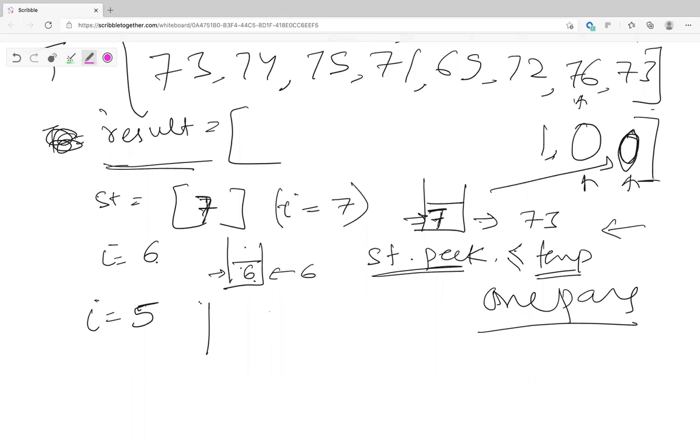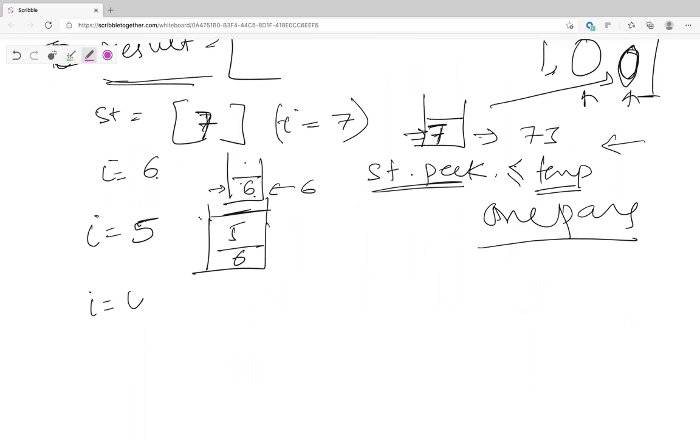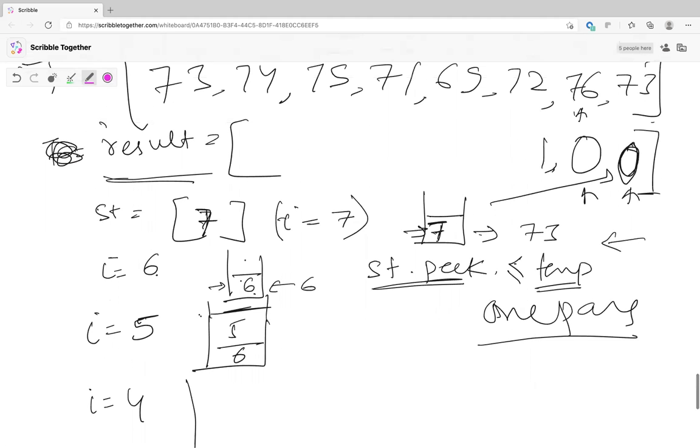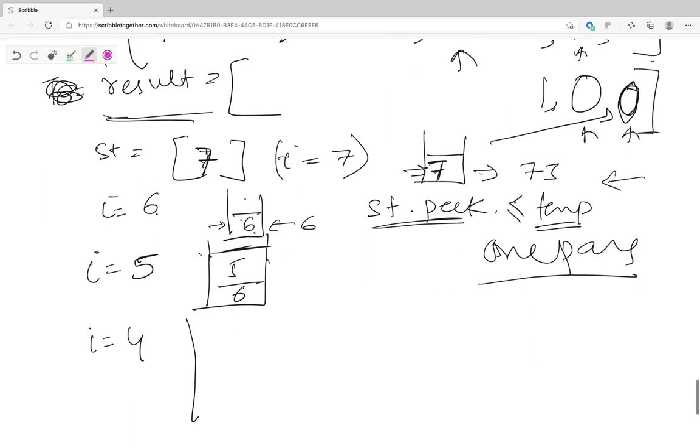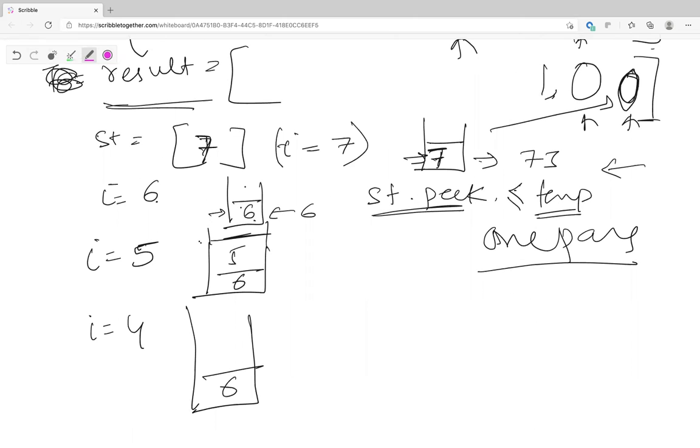And into my stack, I'll have what? Then you add 5, which is 72, to the stack. Is that right, everyone? Okay. Now I'm at I equal to 4. Tell me, I do the same thing that happened at 69, 72. So you had 6, you had 5, you put 4, and you add 1 over here.